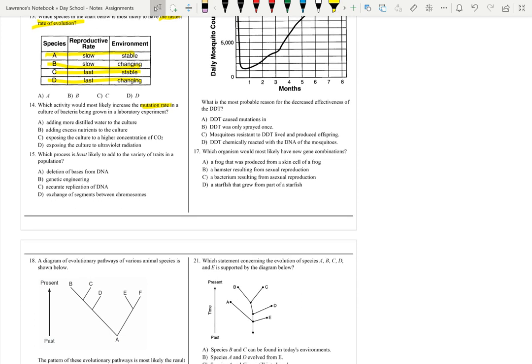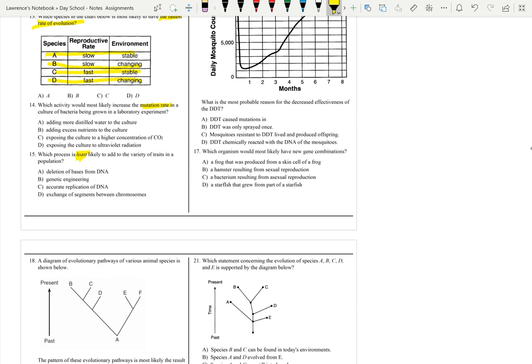15. Which process is least likely, whenever you see these words, underline them, least likely to add to the variety of traits in a population? Meaning, which is least likely to cause a variation in the population?